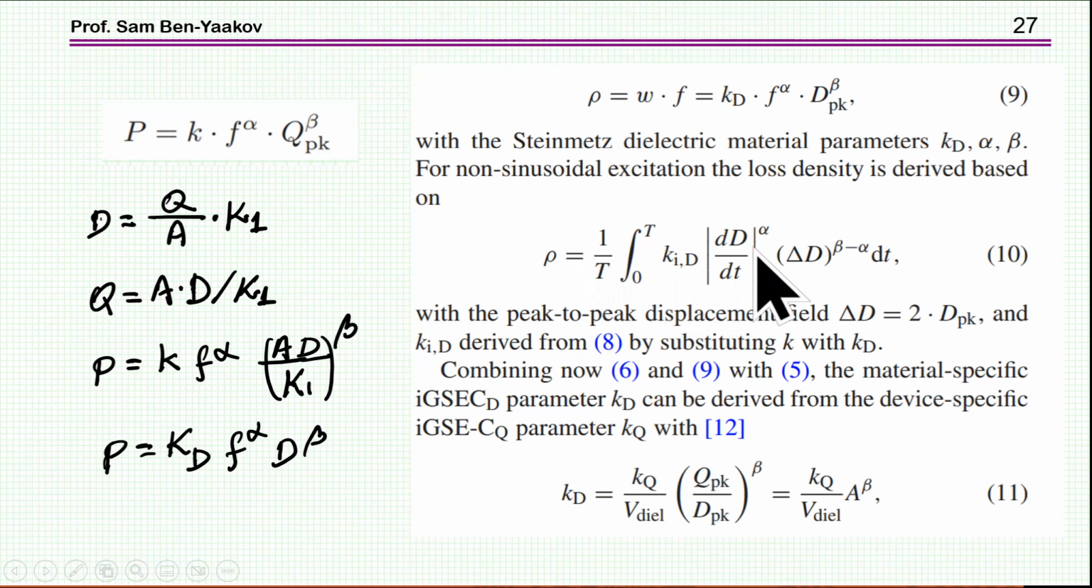non-sinusoidal waveform. And here now the K, this new K, is now a function of the original K, the original constant, plus the structural relationship, which is the area of the electrode as well as the volume enclosed between the electrodes. So this is again very similar to what we have now in the ferromagnetic case. We have on the one hand losses which are dependent on the material, and then we need some information about the structure of the device.